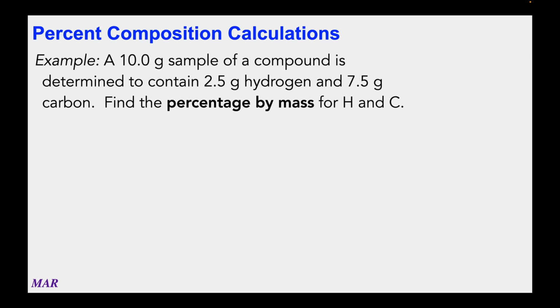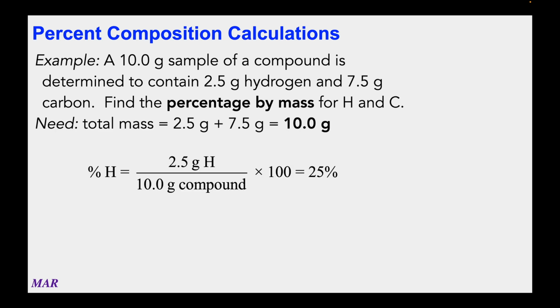no big deal. For these percentages, what you want to do is take the grams of the good stuff in the numerator, the top, and divide by the total mass of whatever you're looking at in the bottom, and then multiply by 100%. So for hydrogen, that would be 2.5 grams of hydrogen, the thing we're looking at. We'll divide it by the total mass, which is 10 grams, multiply it by 100%, and this comes out to be 25% hydrogen. So our compound is apparently 25% hydrogen.